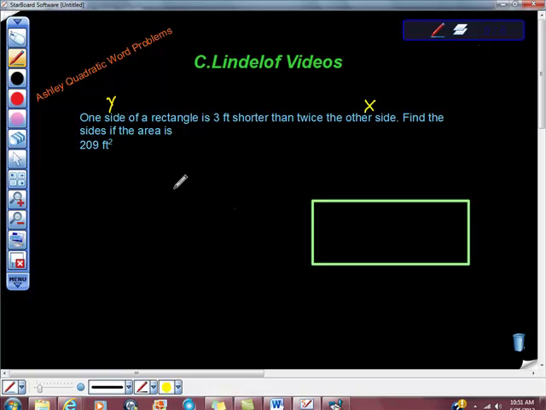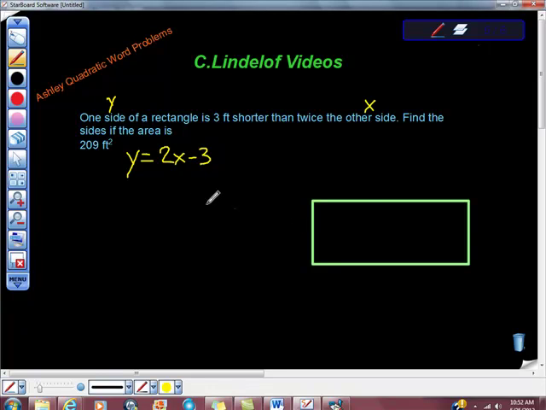Looking at this problem originally, you might see 3 feet shorter than twice the other side and want to write 3 minus 2x, but that's not right. So we're going to read the problem in a different order. I would say y, which is one side of the rectangle, is twice the other side, which would be 2x, minus 3, since it's 3 feet shorter than twice the other side.